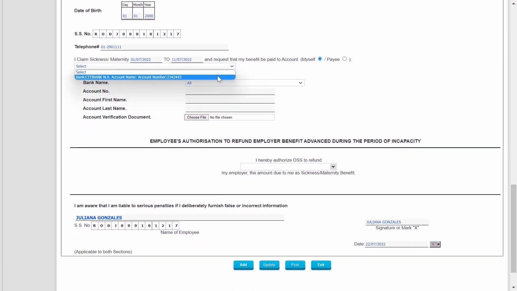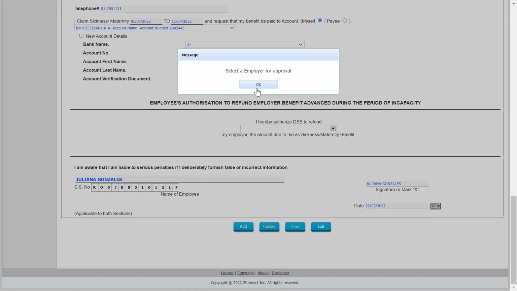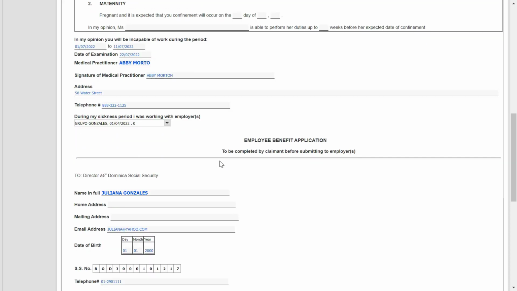She can select the bank that was already associated with her account for the benefit payment, and no other steps are required. She just needs to add the request. She does need to indicate which employer she was working with at the time of her sickness, which is Grupo Gonzalez right here, because this employer's accounts may be affected by this claim.